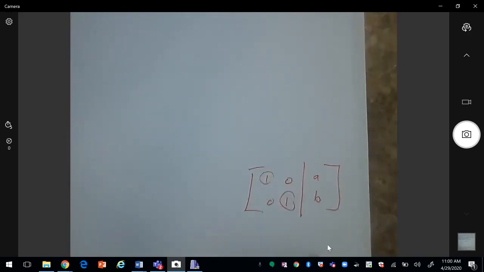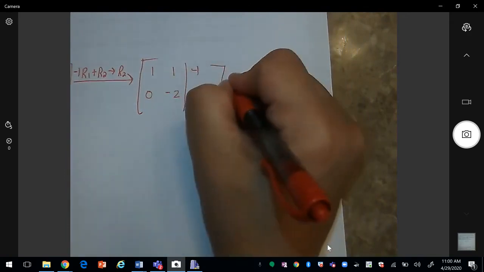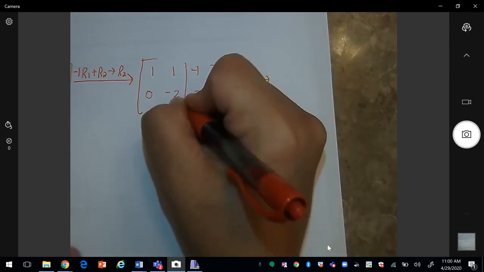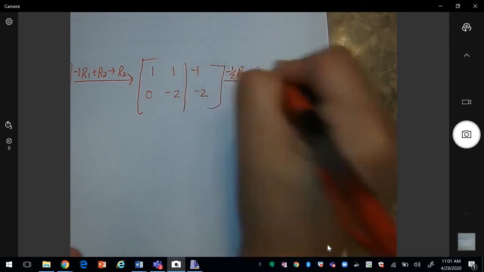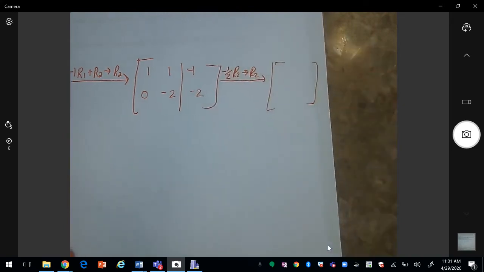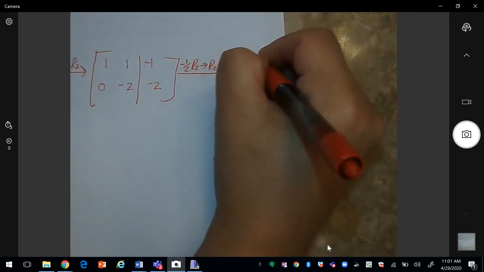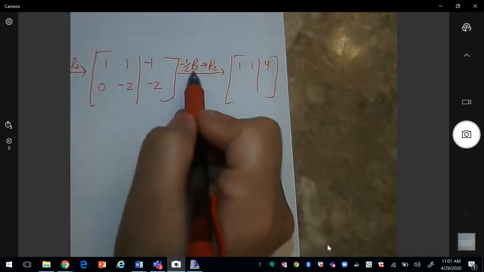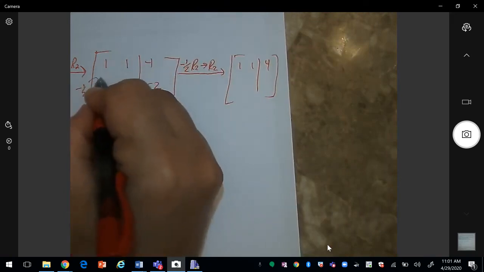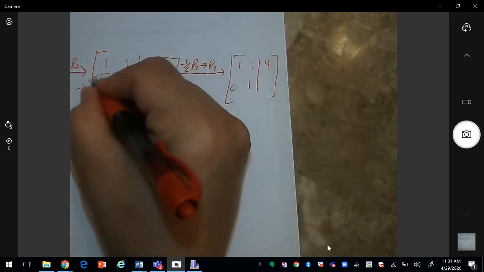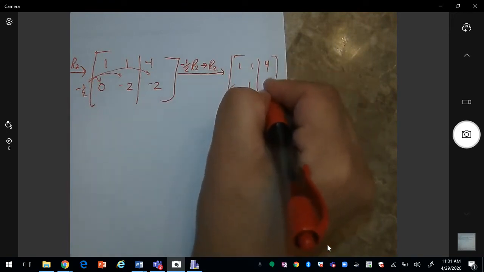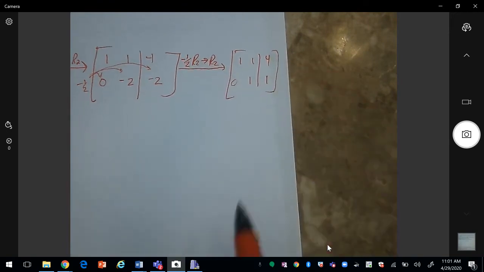Okay, so now your next goal is to make this diagonal 1. In order to make this diagonal 1, I would have to multiply row 2 by -1/2 times row 2 and place my answer back in row 2. So here I'm not changing row 1, so I'm going to write row 1. And now for row 2, I'm going to multiply by -1/2: -1/2 times 0 is 0. -1/2 times -2 is +1. And -1/2 times -2 is +1. Okay, so now I have my 1.